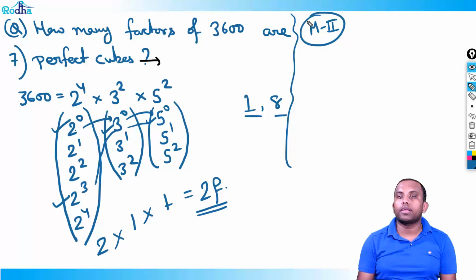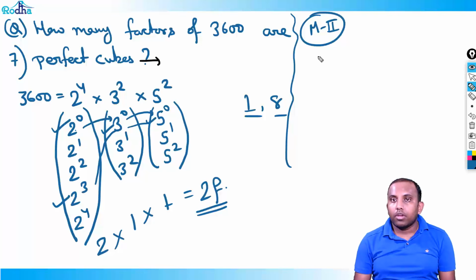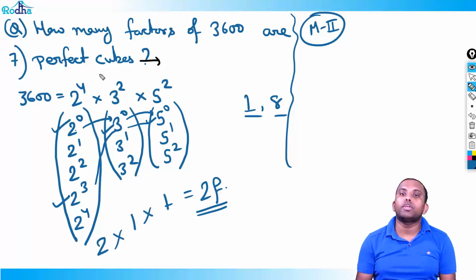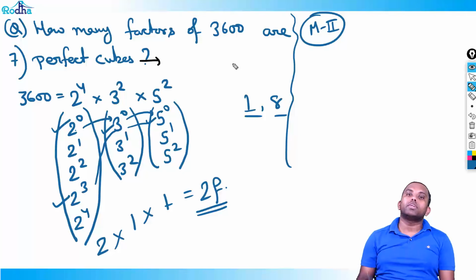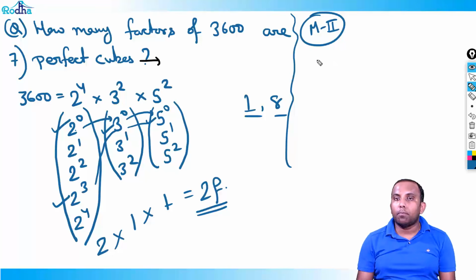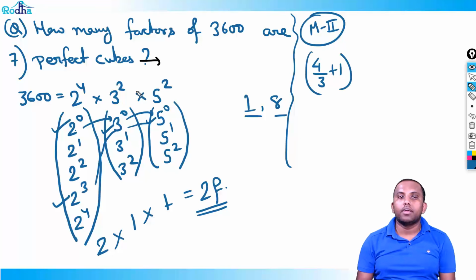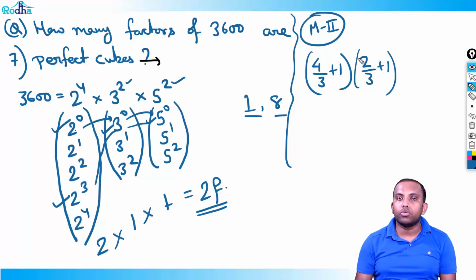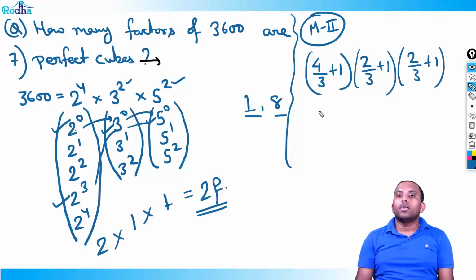So in method 2 I can write simply power is here 4. So for perfect square dividing by 2, for perfect cube dividing by 3, because we are searching for multiples of 3. So simply power divided by 3 plus 1, right? Here also power is 2, so 2 by 3 plus 1. Here also power is 2. So 2 by 3 plus 1.